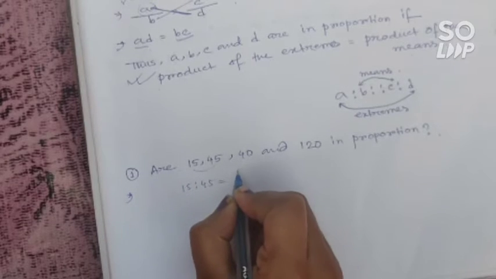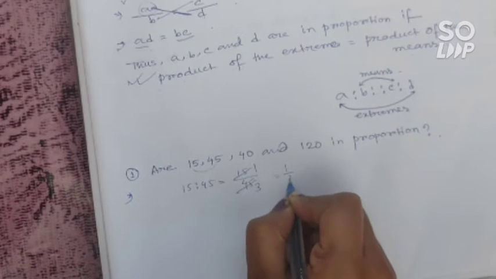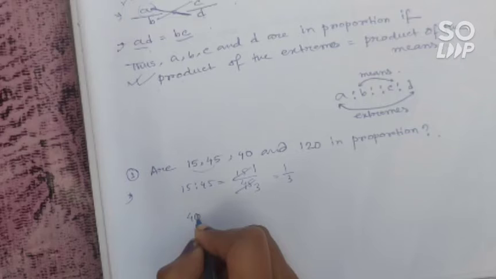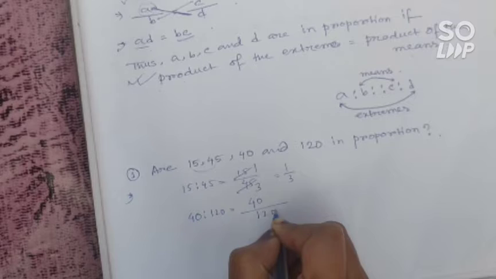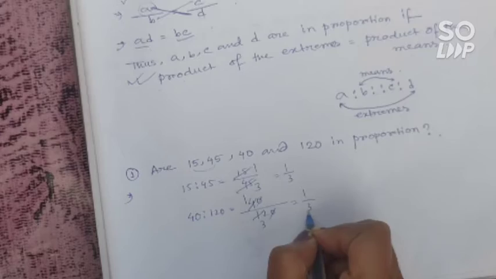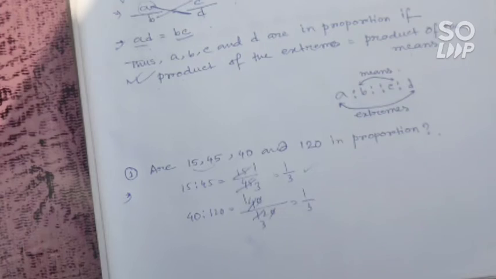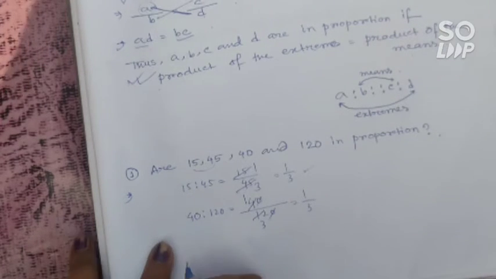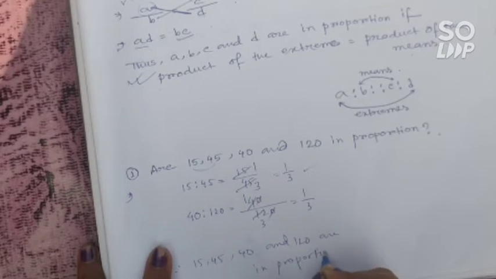15:45. That is 15 by 45. 15 ones are 15, 15 threes are 45. 1 by 3. Now you have to find the ratio of the last two, that is 40:120. 40 by 120, the 0 will be cancelled. 4 ones are 4, 4 threes are 12, that is 1 by 3. Since the ratio of the first two and the ratio of the last two are equal, 15, 45, 40 and 120 are in proportion. Okay, this is the first process.